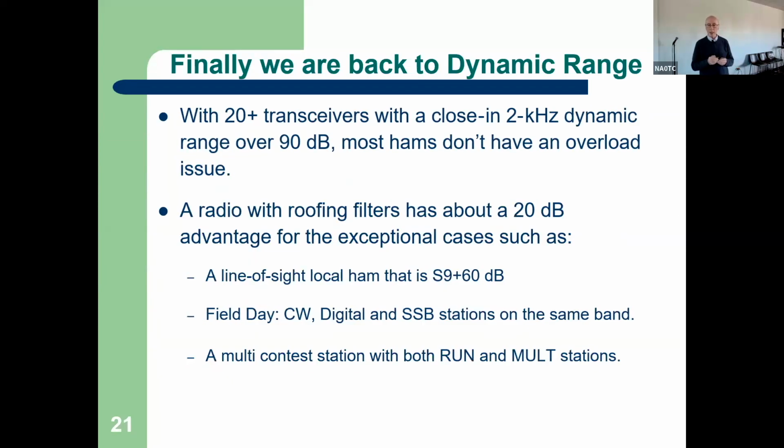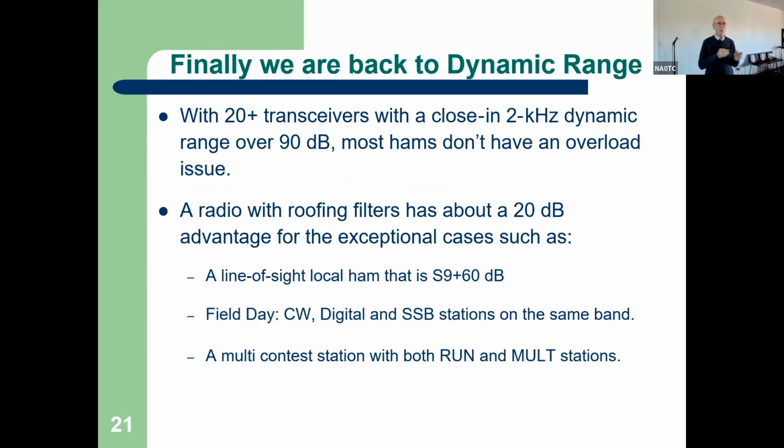So finally, we're back to dynamic range. There are more than 20 transceivers with a close-in 2 kilohertz dynamic range of over 90 dB. So most hams just don't have to worry about overload. Roofing filters, though, are important in certain situations.